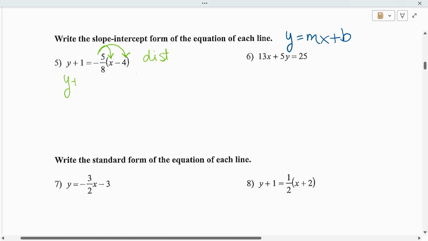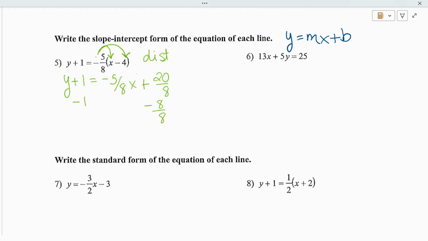So y plus 1 equals negative 5 over 8 x. And a negative times a negative is a positive. That becomes a 20 over 8. Okay. I have to subtract 1 from both sides. Subtracting the whole number 1 is the same thing as subtracting 8 over 8. What does 8 over 8 equal? It equals 1. Good job.